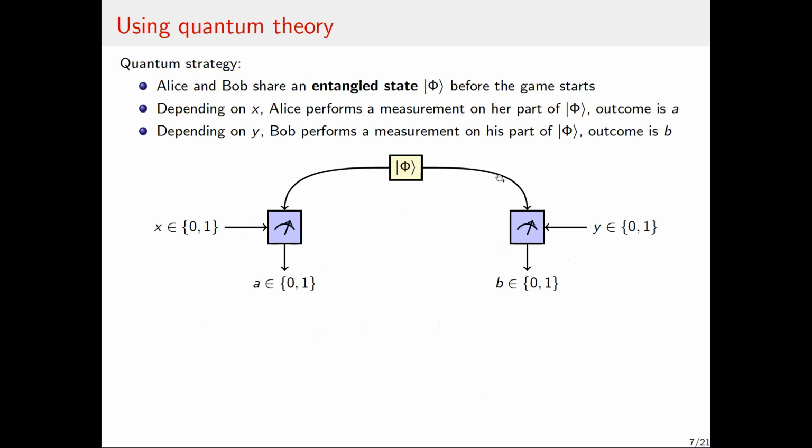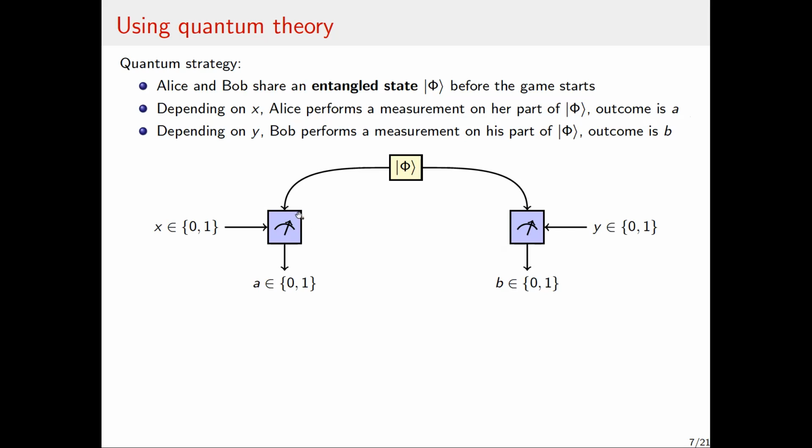let's say that the quantum strategy is given by an entangled state, so a quantum state, which I denote phi, which is something shared between Alice and Bob. Depending on the question that Alice gets asked, which I called X, Alice will do something that we call a measurement. She will perform a measurement on her part of the state. This measurement gives an outcome, which I call A, and exactly the same thing on Bob's side.